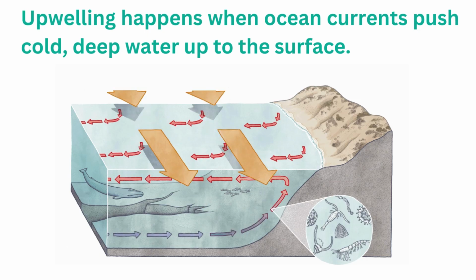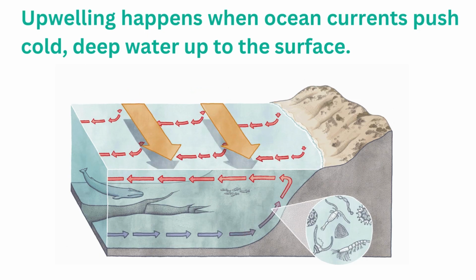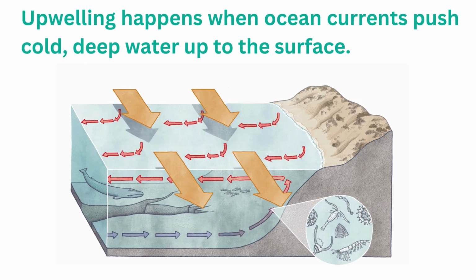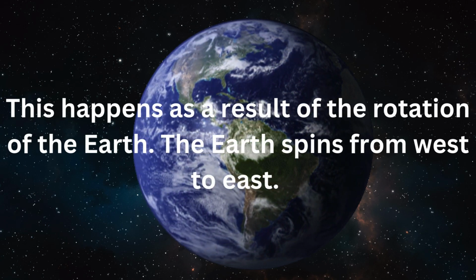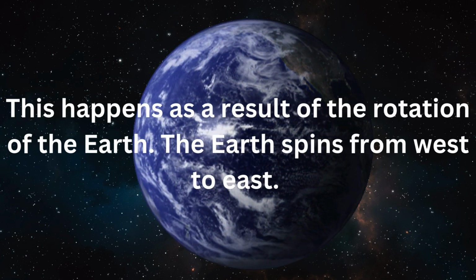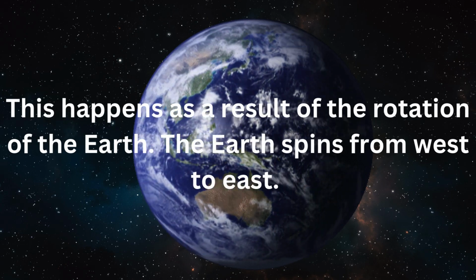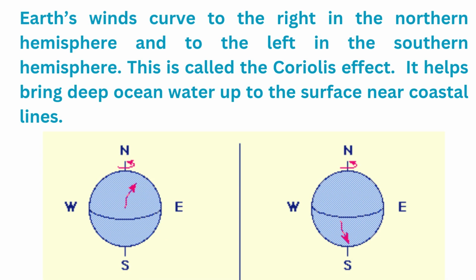Upwelling happens when ocean currents push cold, deep water up to the surface. This happens as a result of the rotation of the Earth. The Earth spins from west to east. Earth's winds curve to the right in the northern hemisphere and to the left in the southern hemisphere. This is called the Coriolis effect. It helps bring deep ocean water up to the surface near coastal lines.